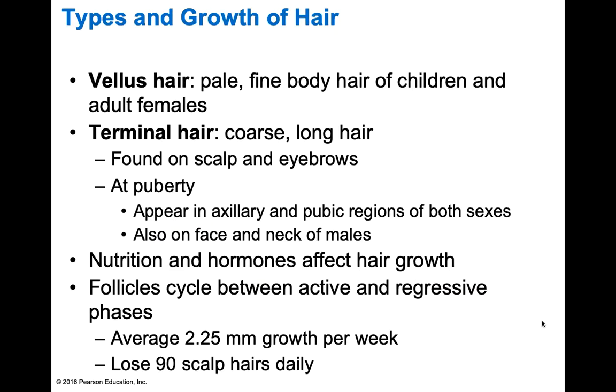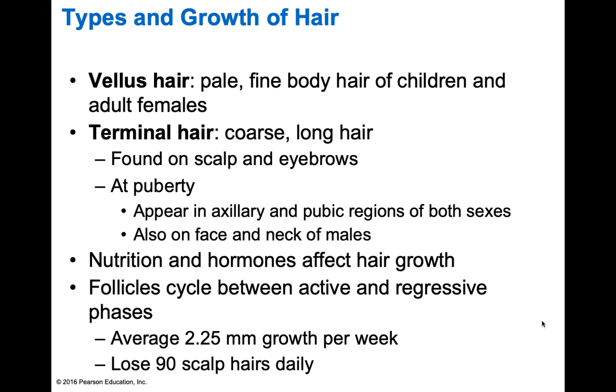There are different types of hair and different growth rates of hair. So we have the vellus hair, which is pale, fine body hair on children and often on adult females. And then we also have terminal hair, which is more coarse and long hair. This is found on the scalp and the eyebrows. And then at puberty, you start to develop this in axillary and pubic regions in both sexes, and also on the face and neck of males. That's where a beard would come from.